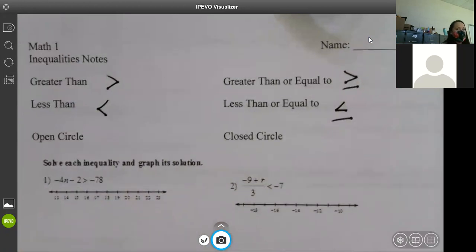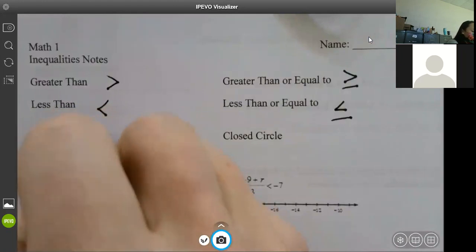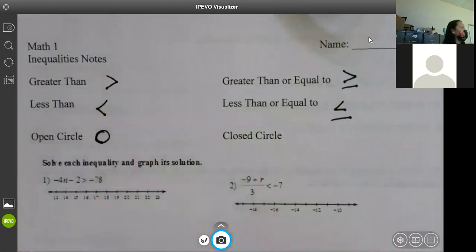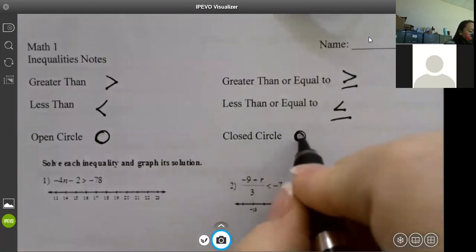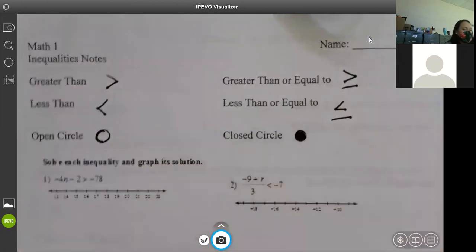Then we have two other things up here, an open circle and a closed circle. So what open circle means is that you just literally make a circle. And then closed circle means you make a circle, but you fill it in.